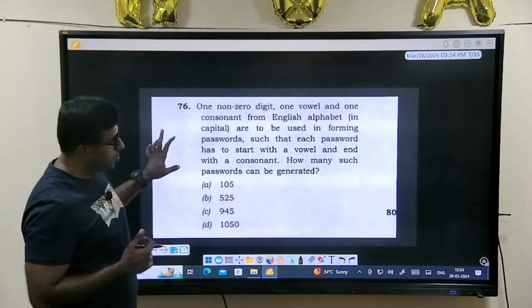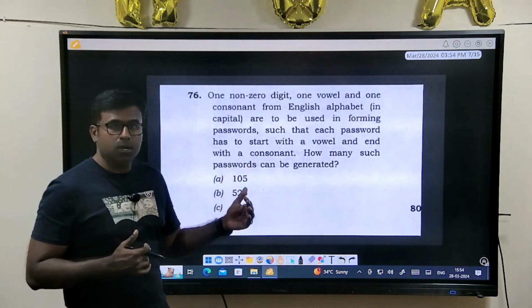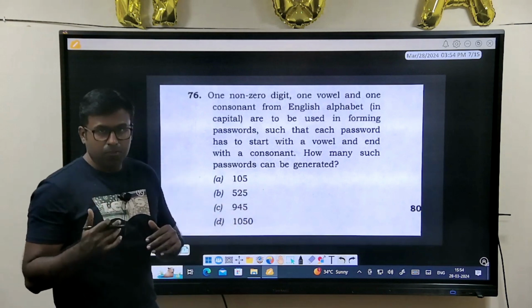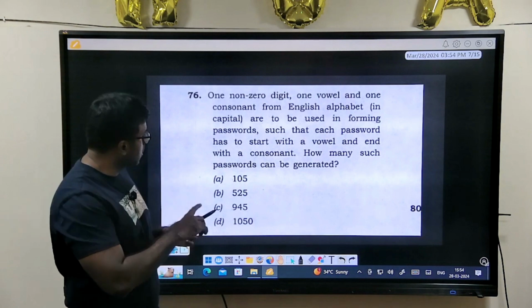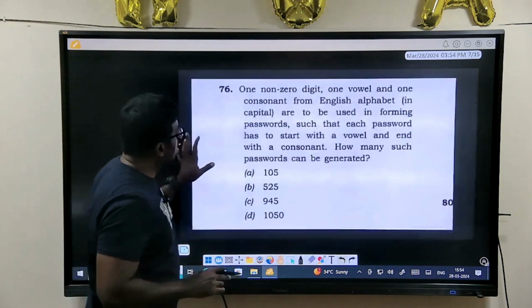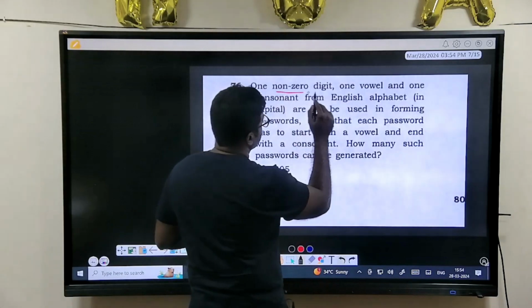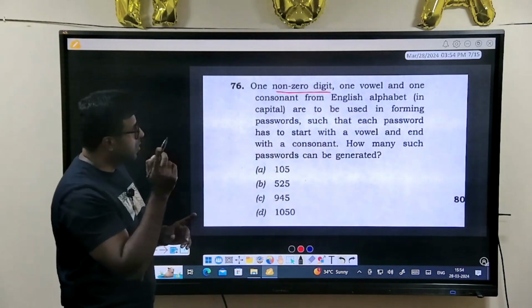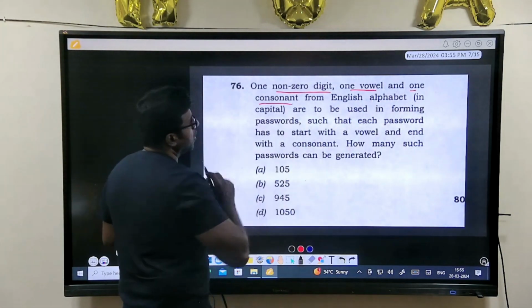And this is also one question which may seem like a difficult thing, but again I suggest that you go through the basics of permutation and combination, and you can come to this conclusion. First we'll write down the information which is given: one non-zero digit, one vowel, one consonant.